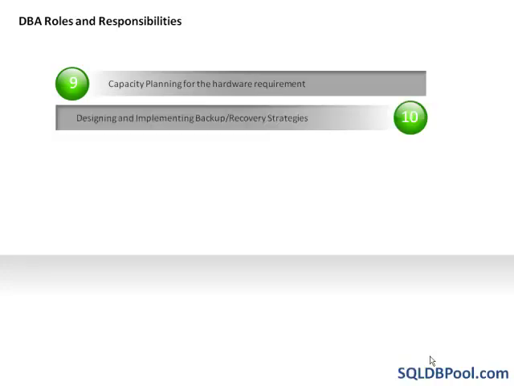Moving to the next point: designing and implementing backup and recovery strategies. As everyone is aware, there are three kinds of backup in SQL Server: full, differential, and transaction log backup. Full takes a complete backup of the database. Differential captures the changes after the last full backup, and transaction log backup is an incremental backup.